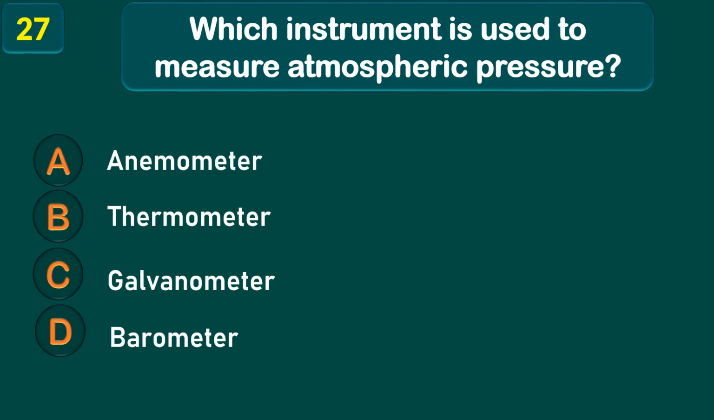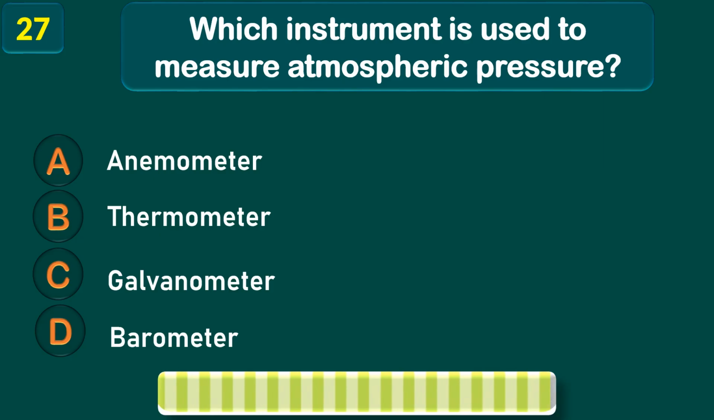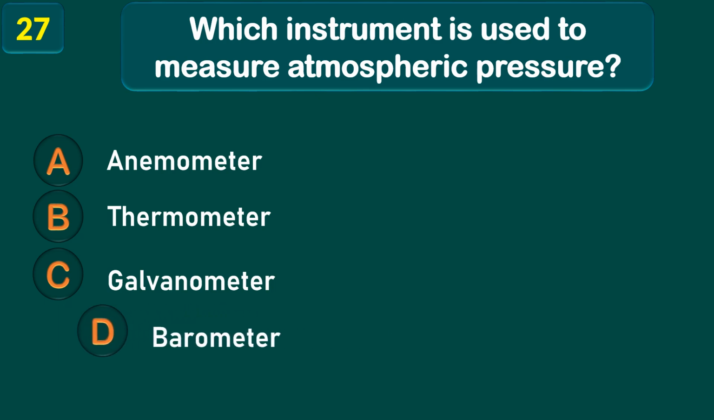Which instrument is used to measure atmospheric pressure? A. anemometer, B. thermometer, C. galvanometer, D. barometer. Answer: D. barometer.